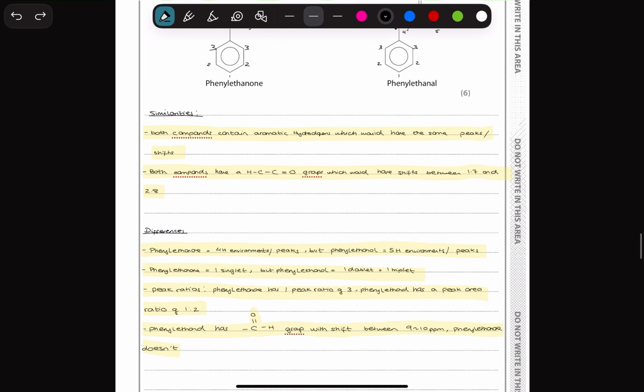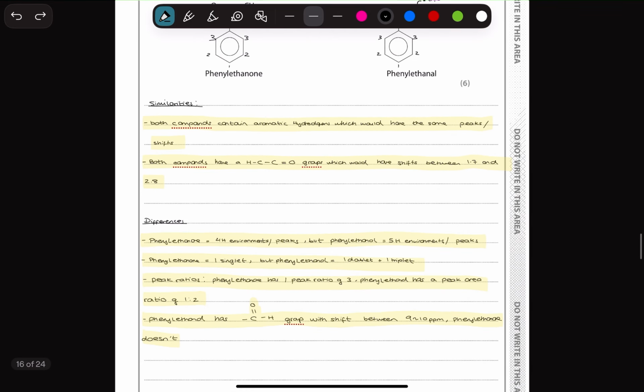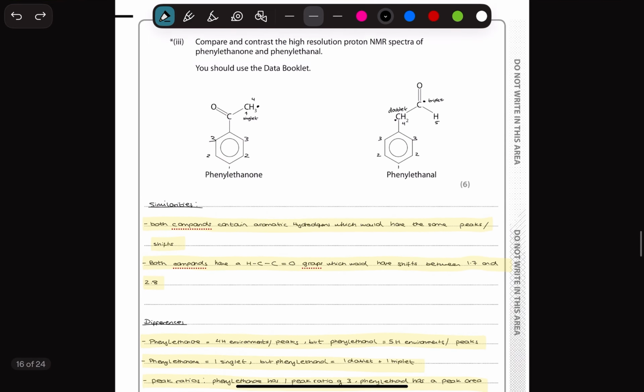And notice how for every single point, I've compared the 2. I've not just mentioned one of the compounds, I've directly mentioned 2 and stated the difference. That's where you get the marks. But yeah, that's everything. That's all the points that I can think of and that were in the mark scheme.